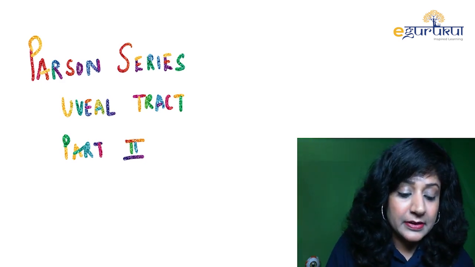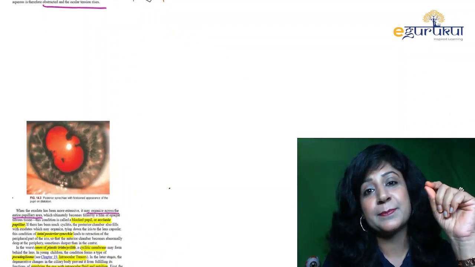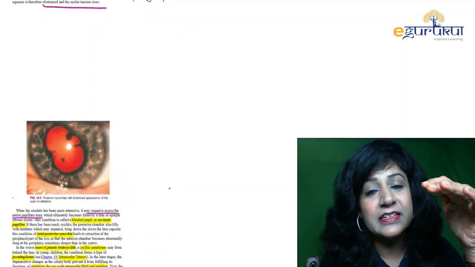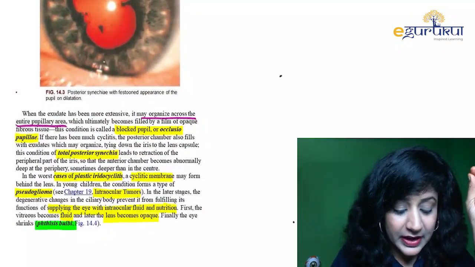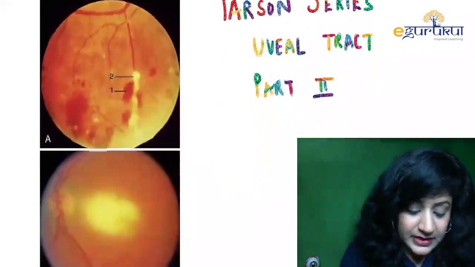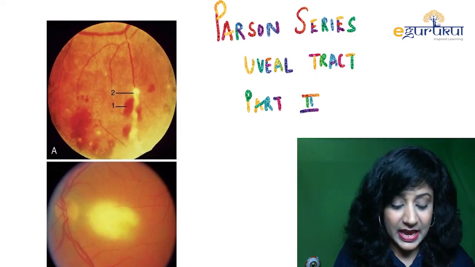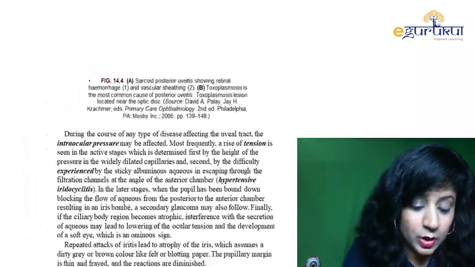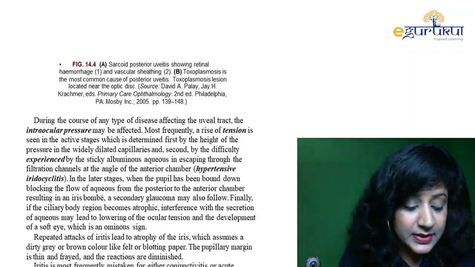So if you remember, last time we had discussed some of the concepts of anterior uveitis and some of the sequelae, and we had stopped at phthisis bulbi. So from here we'll be taking up today. They have given you two important images and we will be discussing these images also. They are actually of sarcoidosis and toxoplasmosis.